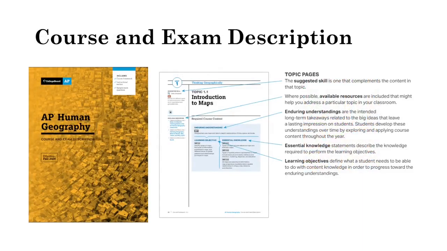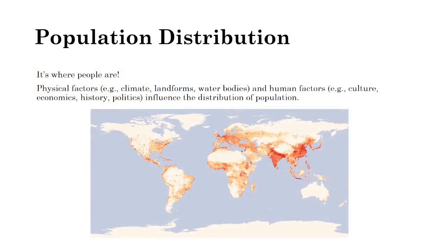As always, my lectures cover the course through the course and exam description. This is a document created by the College Board that outlines the entire AP Human course from start to finish. It separates it into units and topics, and I'm going to follow this unit and topic outline. It tells you what you need to know, as well as how you need to know it. It tells you how you're going to be asked it on the exam. It's very, very helpful, and the link is in the description down below. I highly suggest that you learn it. All right, so here we go.